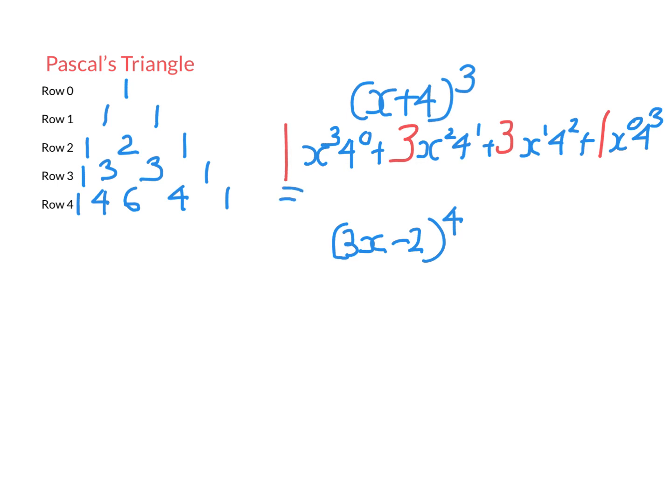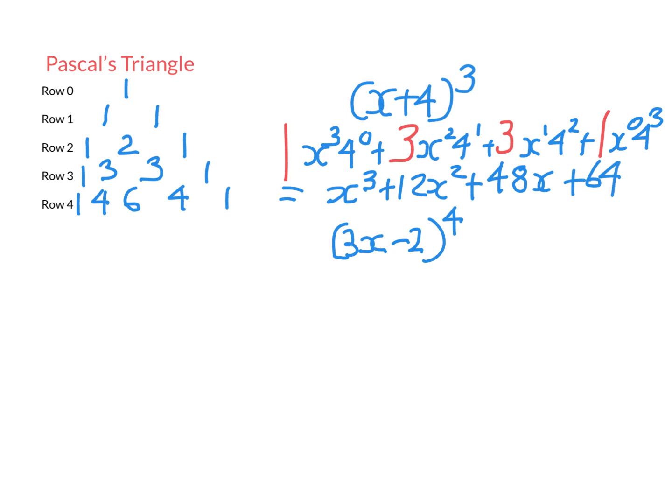So 4 to the power of 0, anything to the power of 0 is just 1. So the first term's x cubed. The second term is going to be 3 times 4 to the power of 1, which is 12, so 12x squared. Next term is going to be 3 times 4 squared is 48. And then finally, the last term is 1 times x to the power 0, which is also 1, times 64. 1 times 1 times 64 is obviously 64. There we have it. We have expanded these brackets easily.